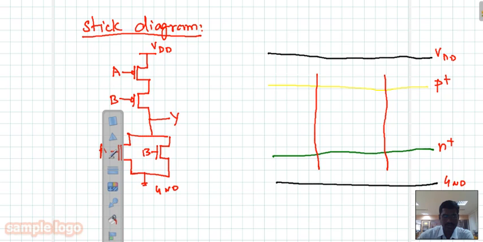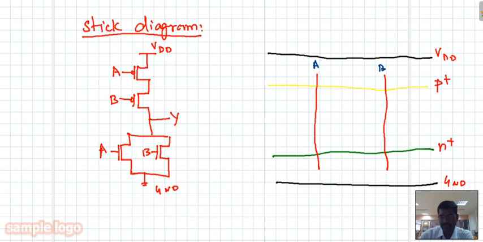So how to draw this stick diagram? So here this represents my A and this my B. Whenever the polysilicon crosses the P plus region or N plus region, a transistor is forming. So here this polysilicon is crossing the P plus region. This is one PMOS transistor. This is another PMOS transistor. Here is one NMOS transistor. This is another NMOS transistor.